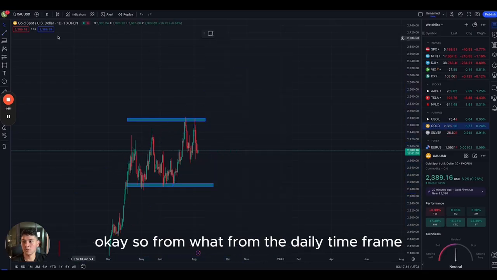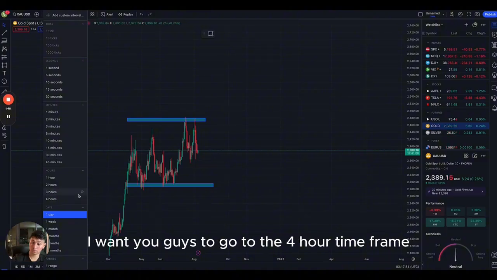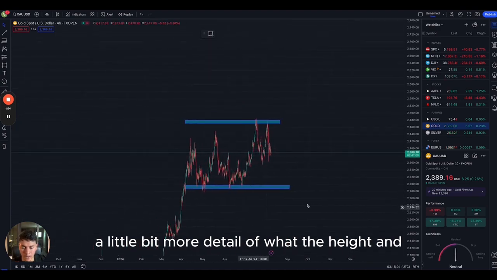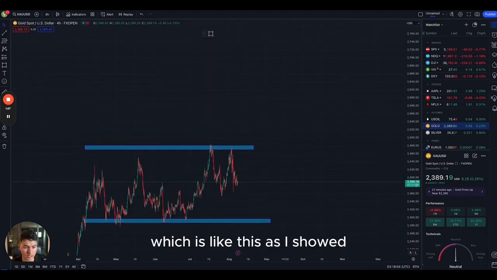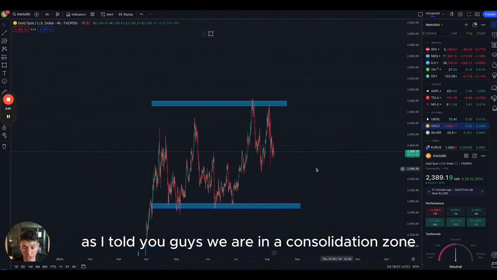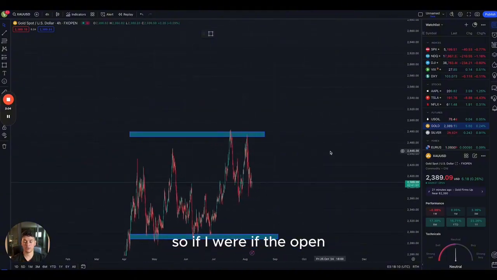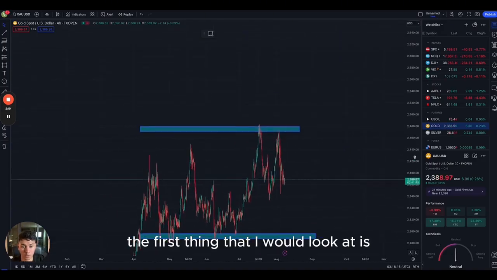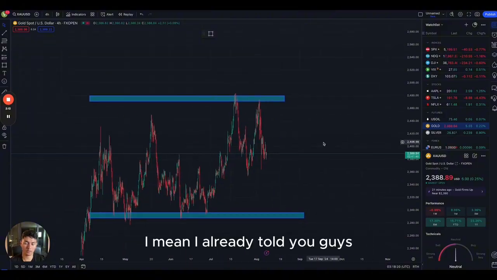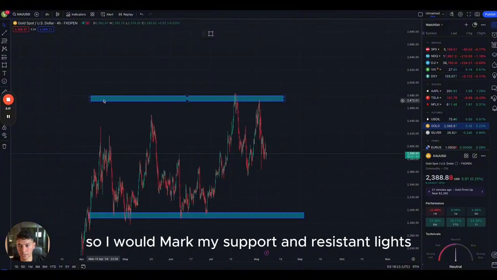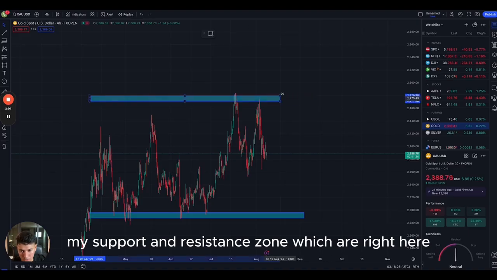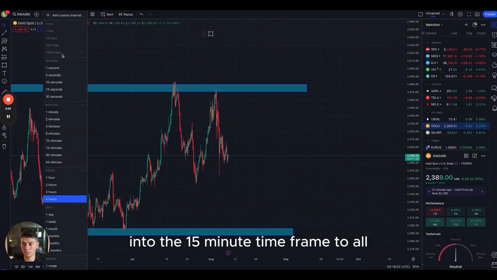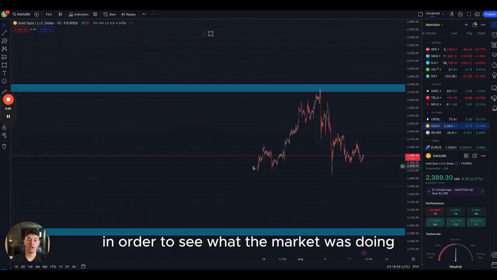Okay, so from the daily time frame, I want you guys to go to the 4-hour time frame in order to see a little bit more detail of what the higher time frame could look like, which is like this. As I told you guys, we are in a consolidation zone, which is this one right here. So if the market was to open right now within the next 10 minutes, the first thing that I would look at is, I already told you we are in a consolidation zone, so I would mark my support and resistance zone, which are right here, and then I would go a little bit farther down into the 15-minute time frame in order to see what the market was doing.